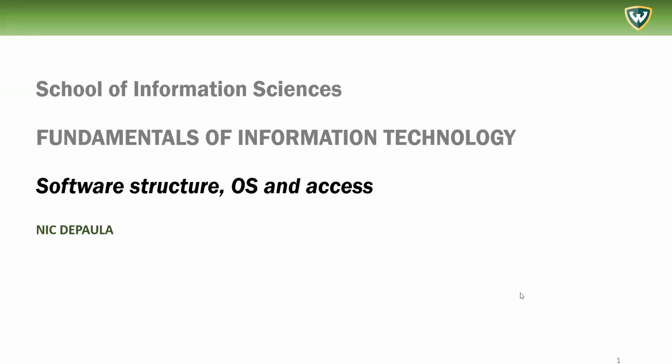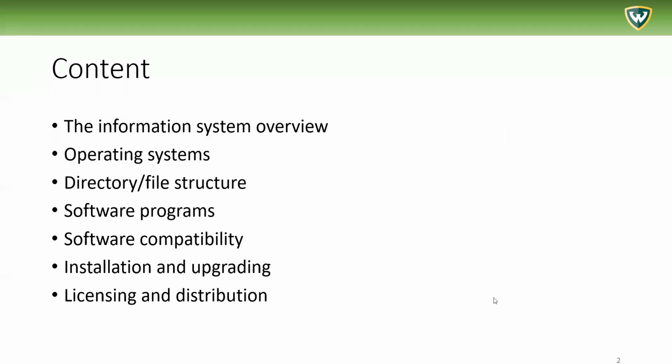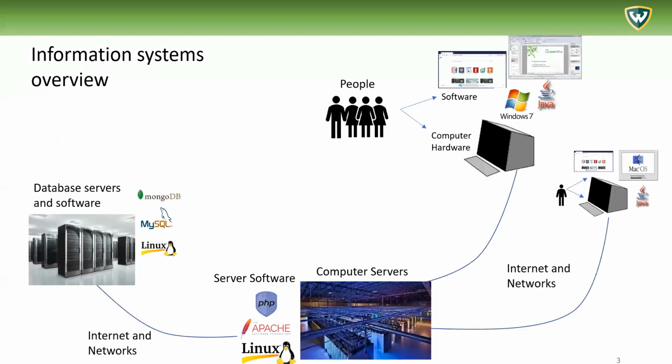Hi, everyone. Here we're going to be talking about software structure, operating systems, and software access. And we're going to be covering the information system overview, operating systems, directory and file structure, software programs, software compatibility, installation and upgrading, and licensing and distribution as well.